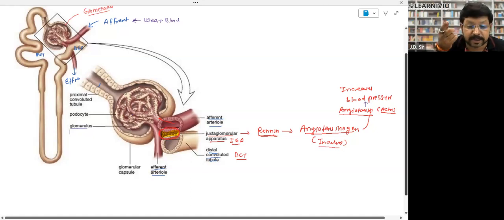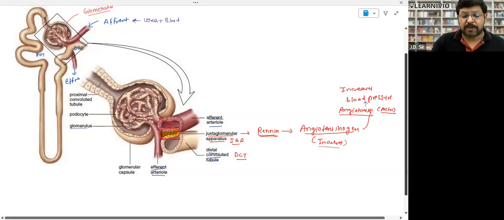So renin is an enzyme as well as a hormone. Here the renin is working as a hormone. This renin is responsible for, right? Renin converts angiotensinogen, which is the inactive form, into angiotensin, right? Angiotensin is the active form. Try to understand.